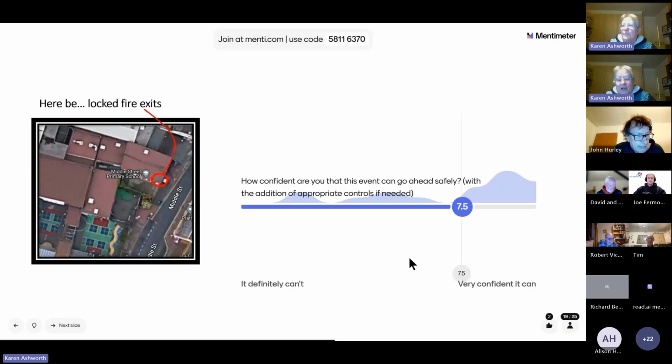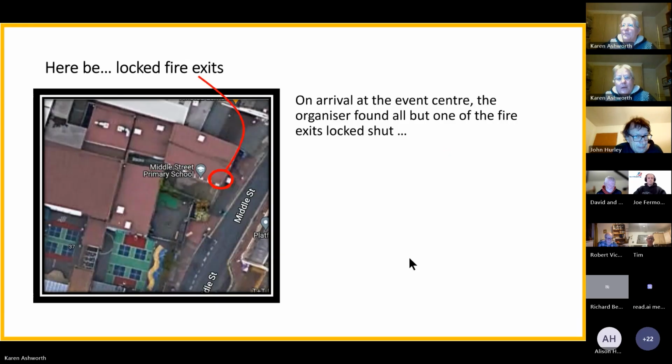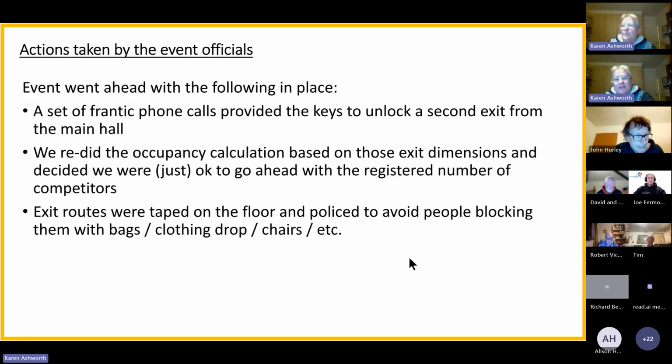This is the closest we have ever come to cancelling an event at literally no notice. We did manage to find a set of keys that would allow us to unlock a second exit. If we hadn't been able to find keys that would unlock a second exit, it would have been a cancel. We're then left with 2 exits rather than 3. So we redo the occupancy calculation based on those exit dimensions. Luckily, they are both large fire doors.